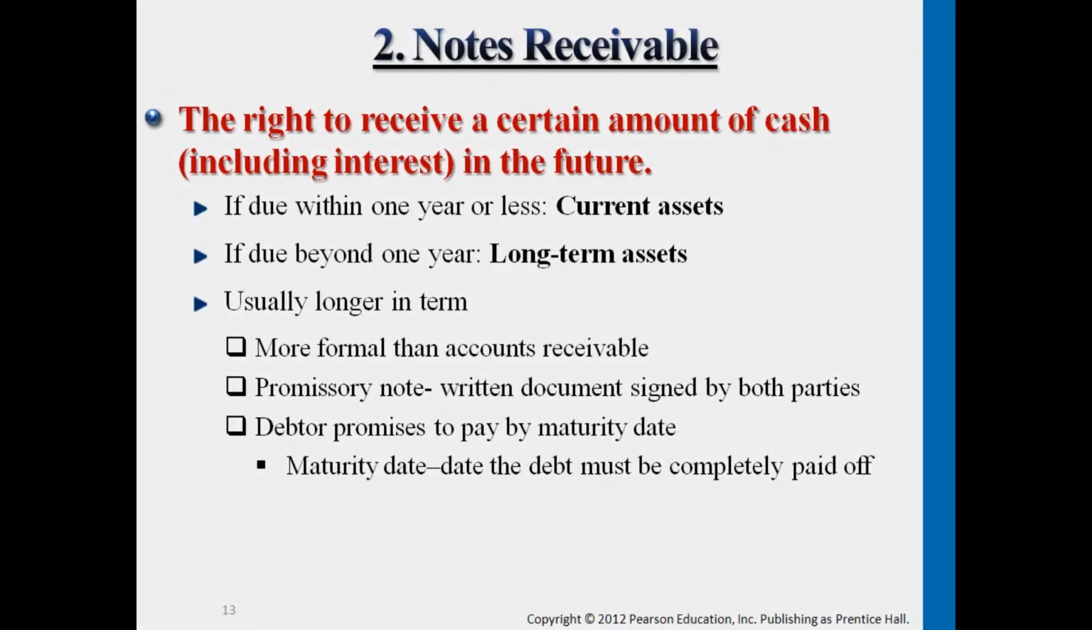We'll cover those entries. The general idea is that it not just involves the principal amount, but also interest, and usually the time period is longer than accounts receivable. It could be a short-term notes receivable, it could also be a long-term one. It could be within a year, it could be longer than a year. But accounts receivable is always a current asset. It's always shorter, within a year.